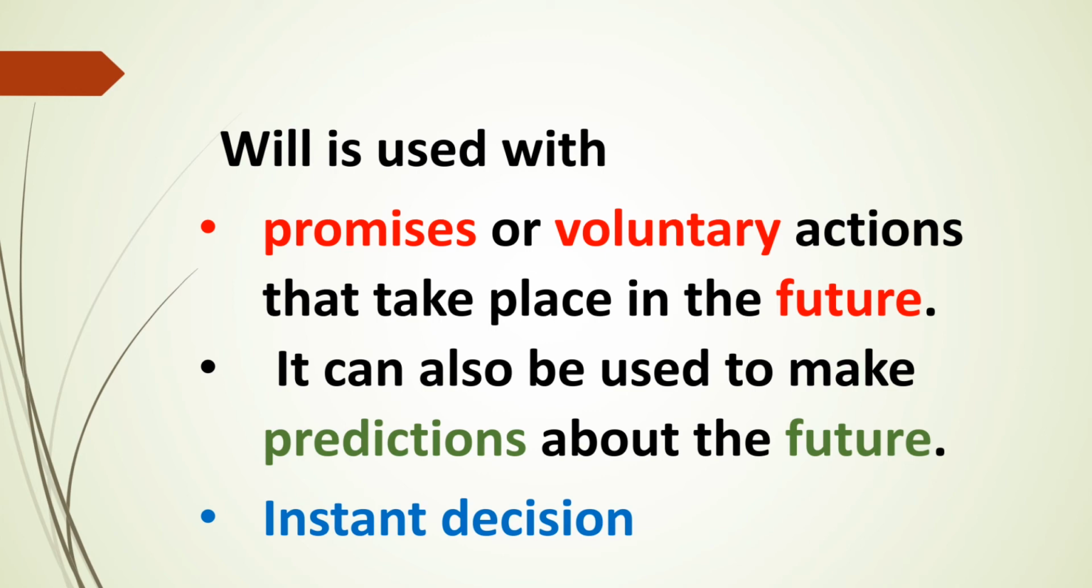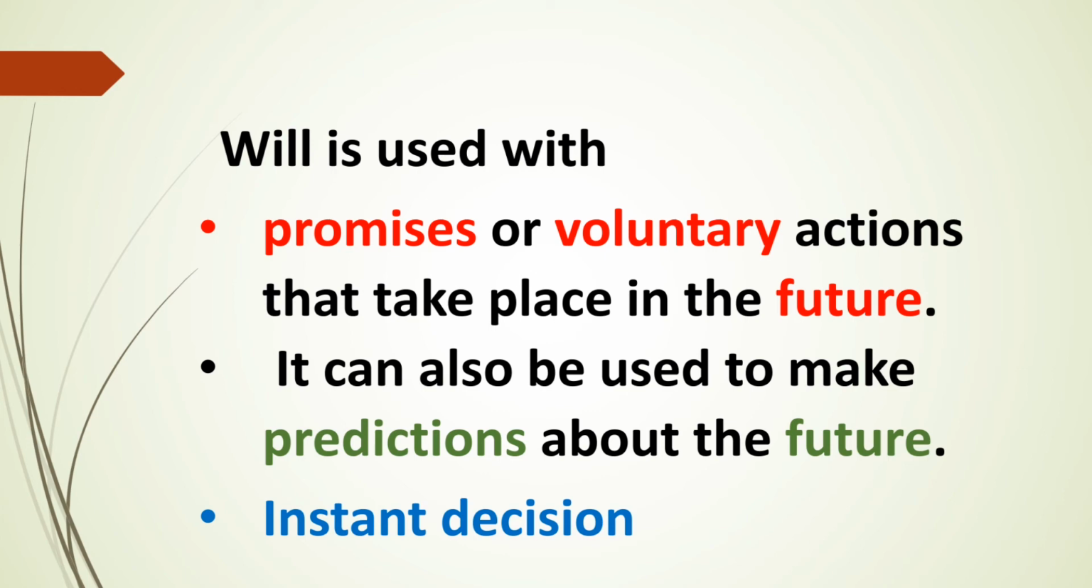Okay, in order to foretell the event or the sequence of what is going to happen in the future, you can use the modal will. And the next one, instant decision: something happening at present, as a result of which you are going to do something in the immediate future. So these are all the three functions.